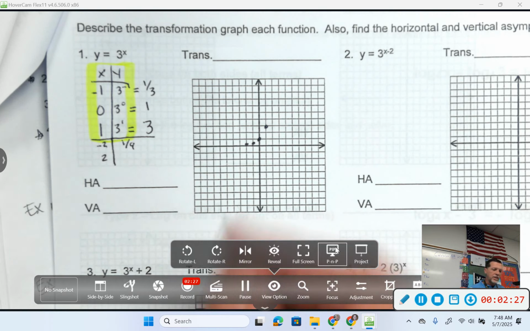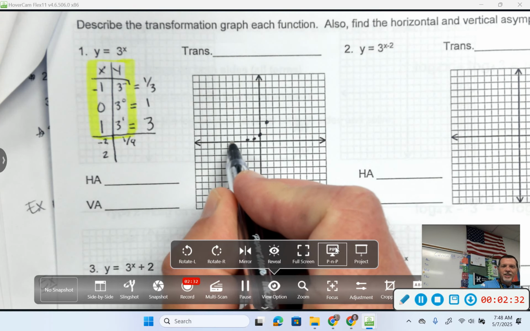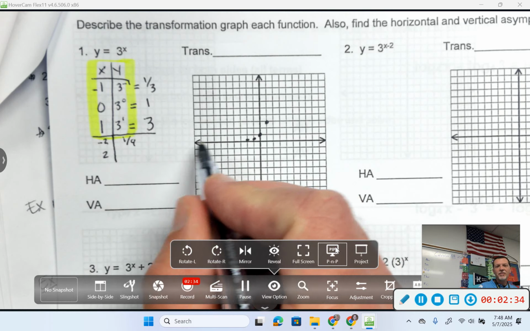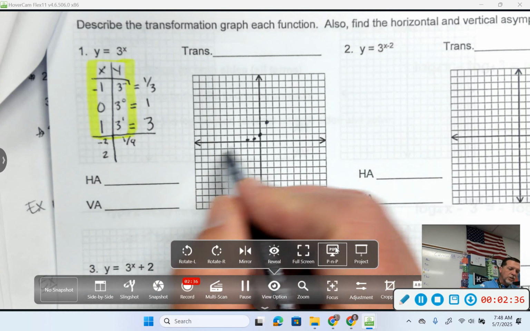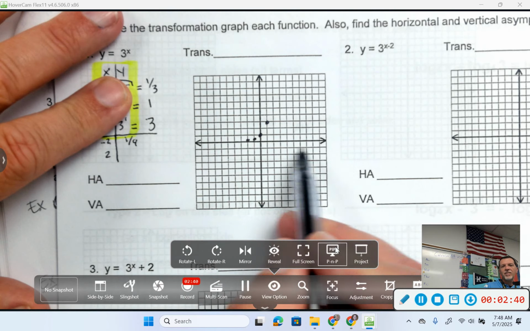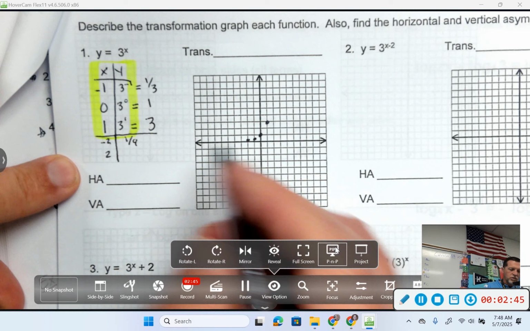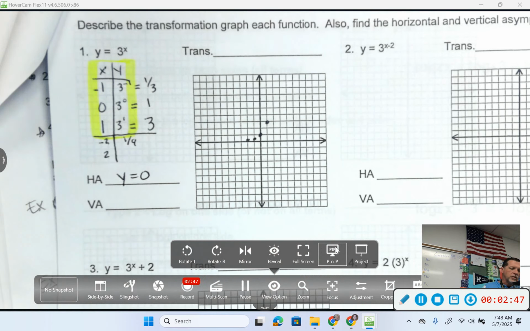So if we plugged in -3, we'd be at 1/27th, and then 1/81, and then 1/243, and then I forget the powers of 3 after that. But you're getting closer and closer to the x-axis. What kind of asymptote is that? A horizontal or vertical? Horizontal asymptote at y = 0.